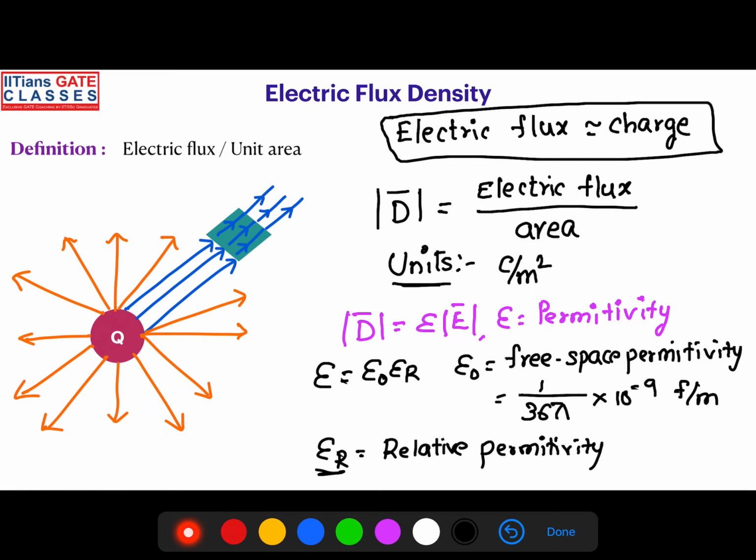So in this slide, what we have understood is the concept of electric flux density, which is defined as the electric flux per area. If you take any surface, the amount of flux passing through that surface divided by the area of that surface gives the definition of electric flux density. And the electric flux density direction is the same as the electric field intensity direction.